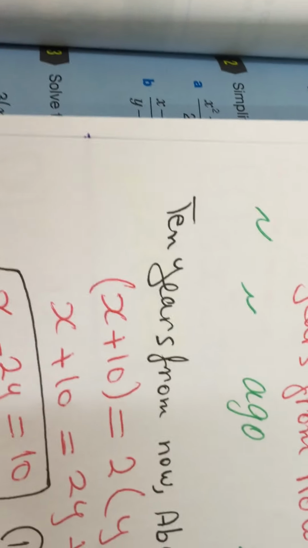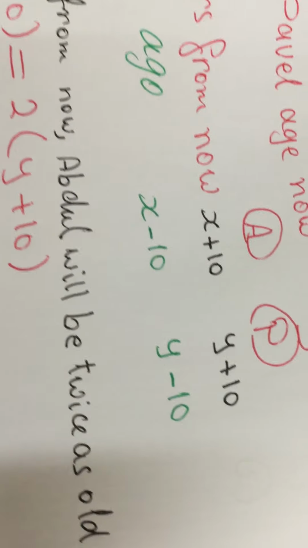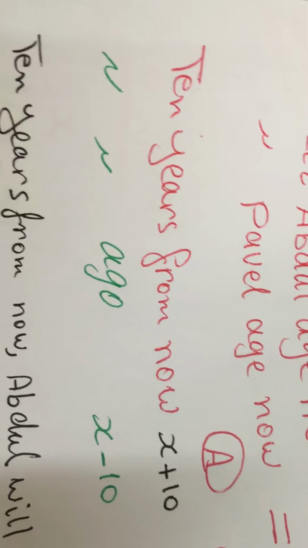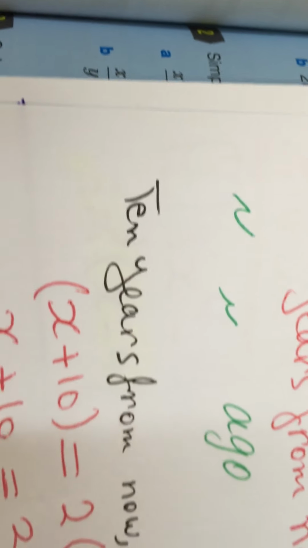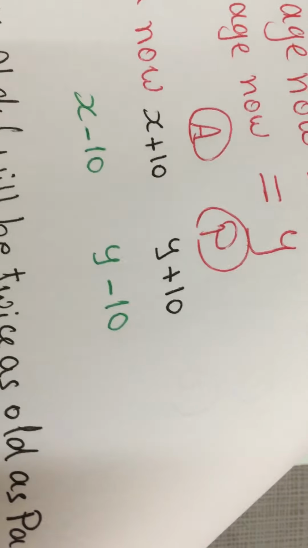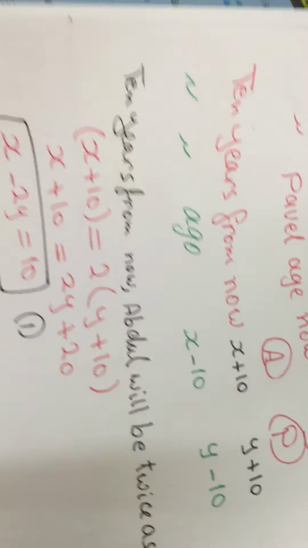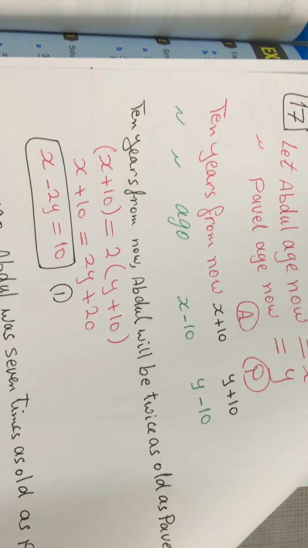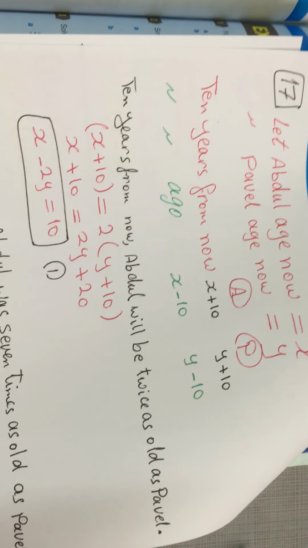I'll go to read the problem again. He said 10 years from now, Abdul will be twice as old as Pavel. So 10 years from now, what is the age of Abdul? 10 years from now, the age of Abdul is x plus 10. So I put x plus 10. Will be twice, that's to say multiply by 2, the age of his son, Pavel. The age of his son after 10 years will be y plus 10. So I'll write this equation. x plus 10 equal to 2, open brackets, the age of his son after 10 years.